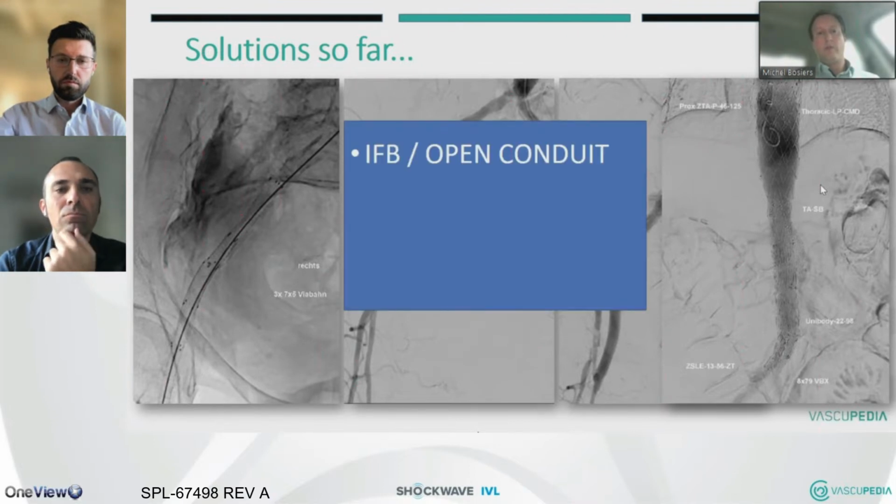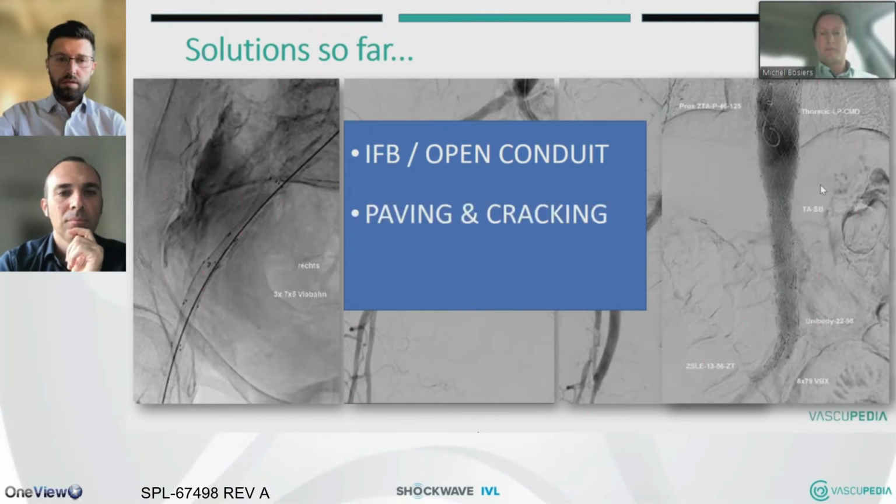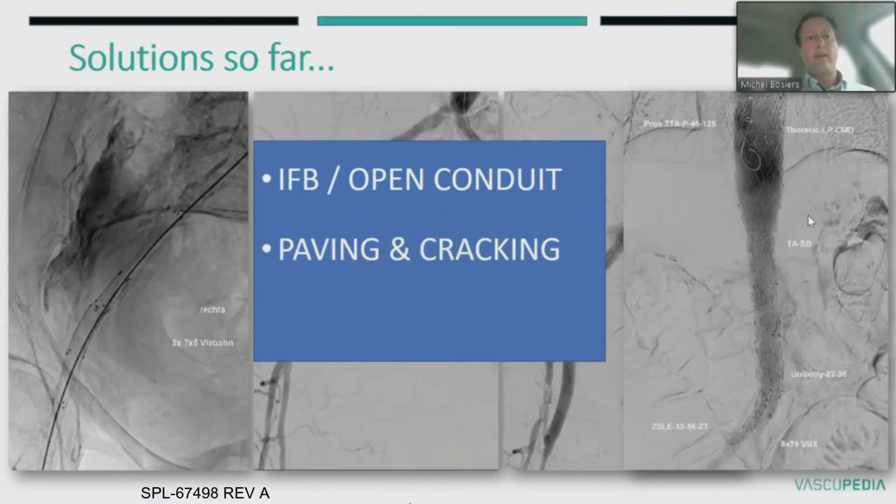So we have the possibility to perform an iliacofemoral bypass or an open conduit. We can do this kind of paving and cracking technique, as I've shown you here, by implanting a covered stent graft, where sometimes you inadvertently close your internal iliac artery as well. That's not good, especially if you're treating thoracoabdominal aortic aneurysms, because you need them for avoiding the risk of spinal cord ischemia. And you can do these kinds of endoconduits as well.